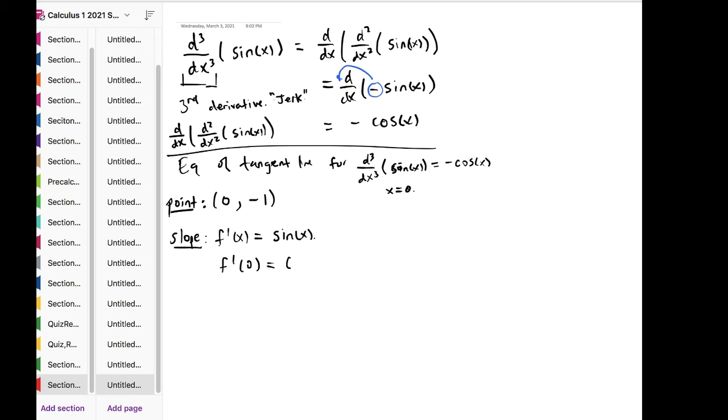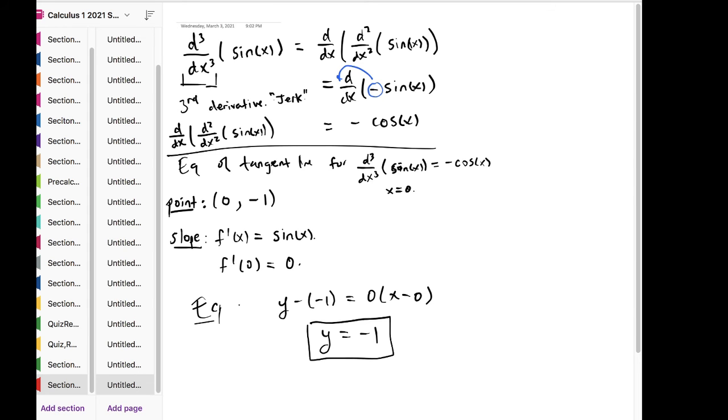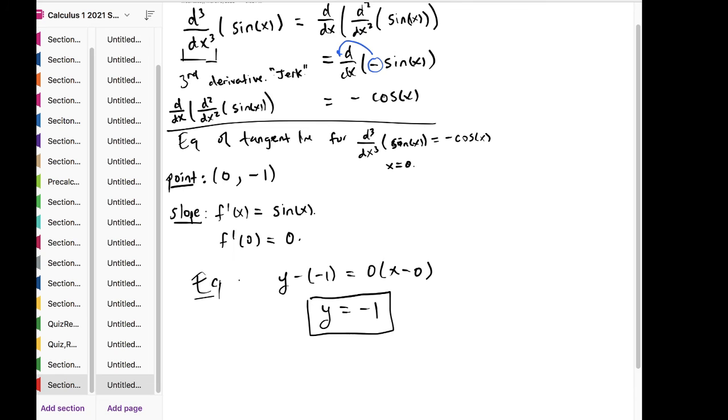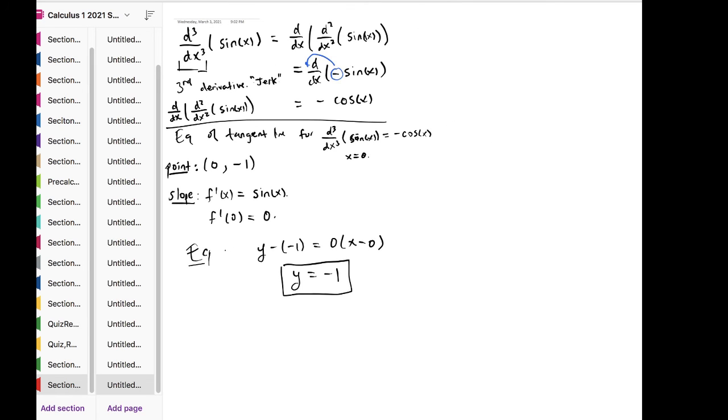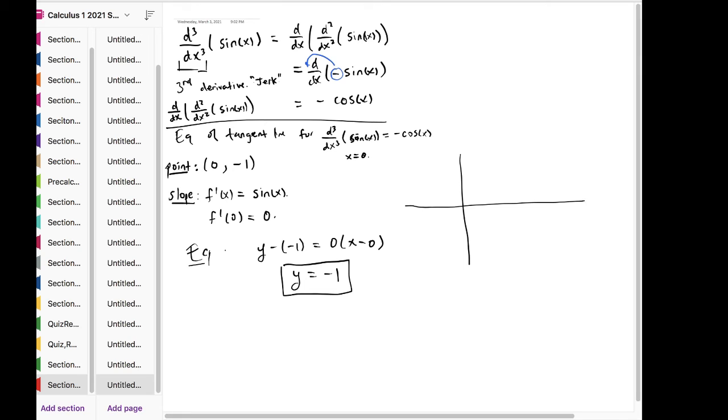0. So the equation is y minus -1 is equal to 0 times x minus 0. So it's y equals -1. So by the picture, this is negative cosine. And then at -1, it is like the valley. So it's flat there. And why is it y equals -1? Because that's this line.